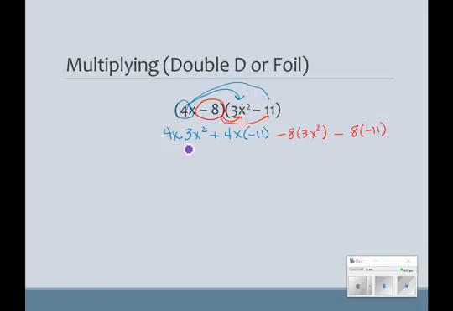When I multiply all of that, 4x times 3x squared gives me 12x to the third, or cubed. 4x times negative 11 is negative 44x. Negative 8 times 3 is negative 24, and then x squared. And negative 8 times negative 11 is plus 88. And then we're going to put it just in standard form, which is our descending order. So 12x cubed minus 24x squared minus 44x plus 88. And I want you really to get into the habit of writing things in this descending order, because it's going to make checking your answers a lot easier. It's going to make doing things later in the course a lot easier.